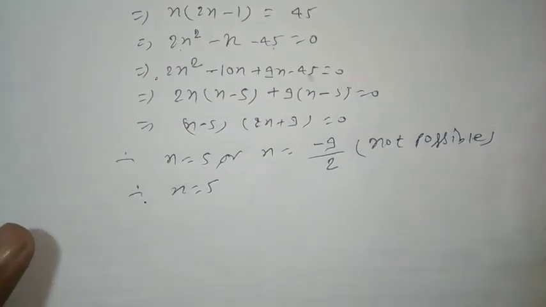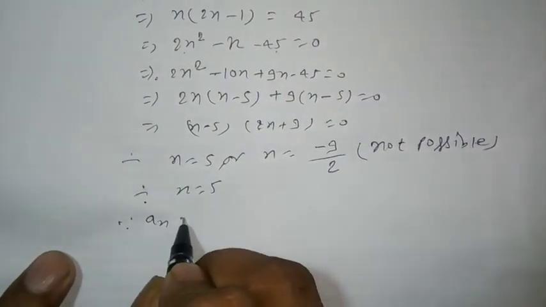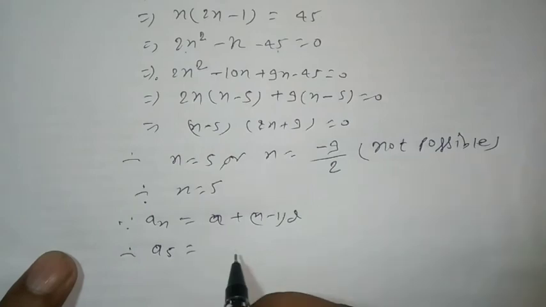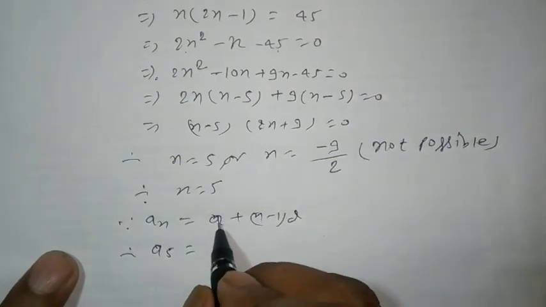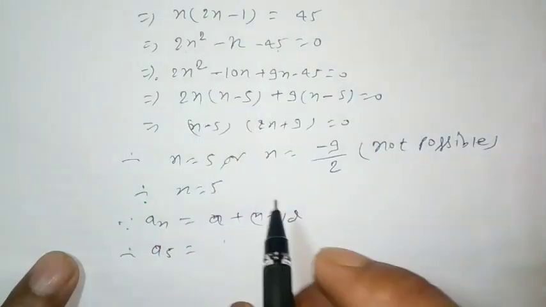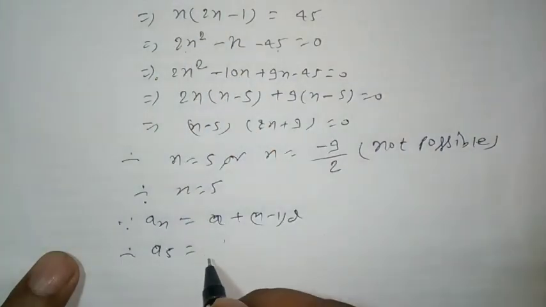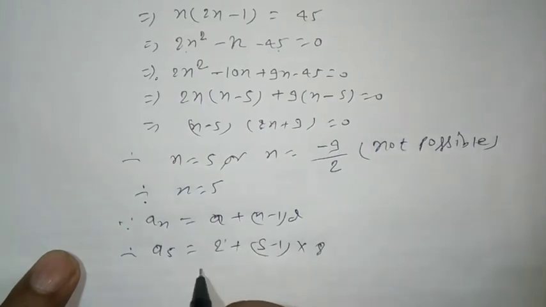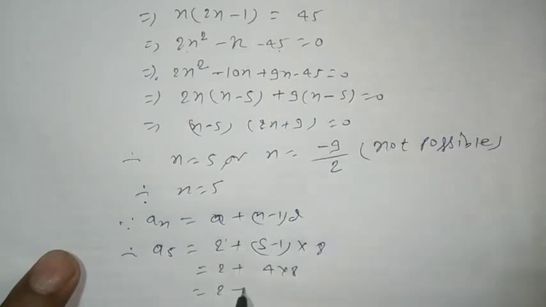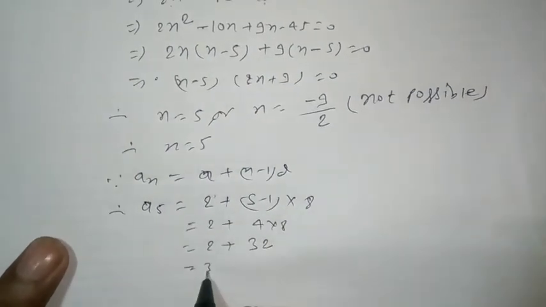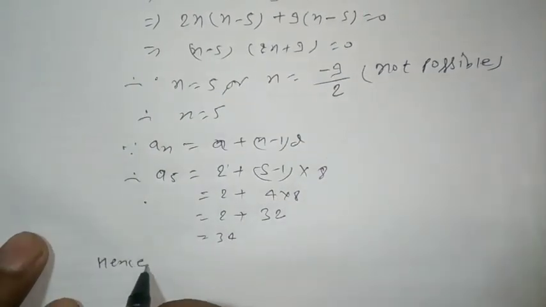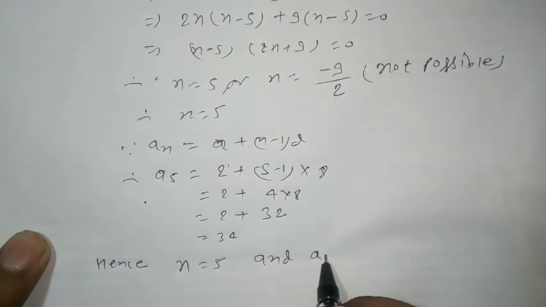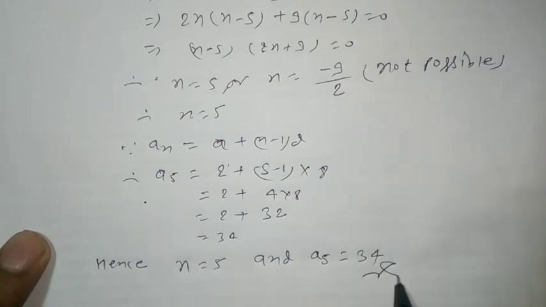Now we have to find also An, because An is equal to a plus n minus 1 into d. Therefore A5 is equal to a, so a is 2, plus 5 minus 1 into d, which is 8, is equal to 2 plus 4 into 8, which is equal to 2 plus 32, which is 34. Hence n is equal to 5 and A5, that is An, is equal to 34.